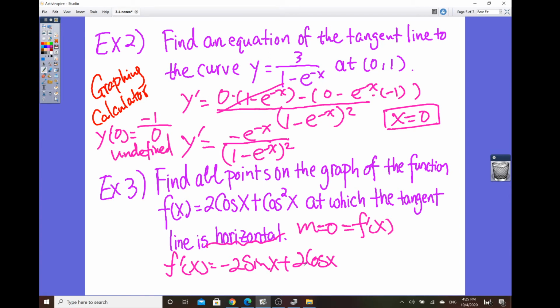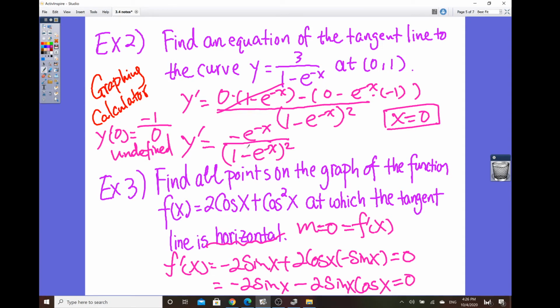Power rule first, bring down the power. And then derivative of inner function, cosine, derivative of cosine, which is what? Negative sine again. So what we got here, set equal to 0. So it's -2 sine x minus 2 sine x cosine x. Set that equal to 0.